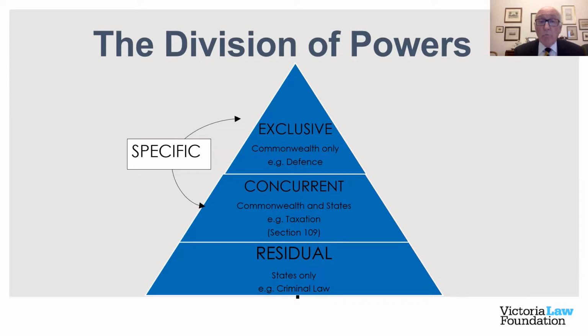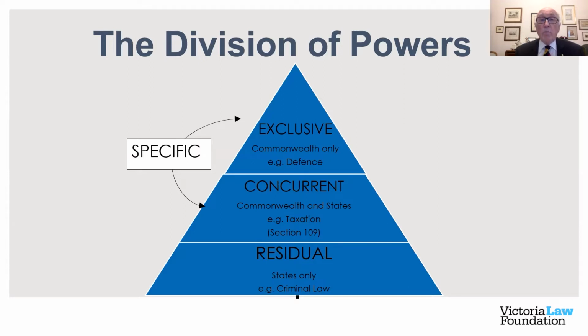such as criminal law. So let's have a quick look at it again. Exclusive, not many. Things like defence and immigration. Concurrent, the example I've used there is taxation. States can impose taxes, so too can the Commonwealth. And residual powers can only be exercised by the states. And the criminal law, by and large, is the province of the individual states.